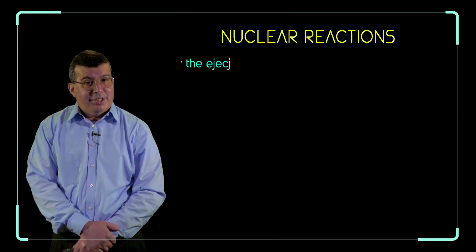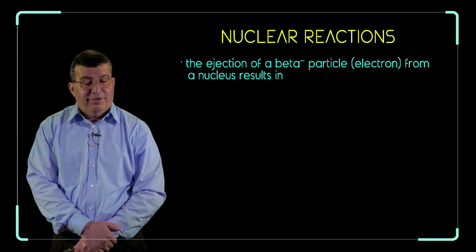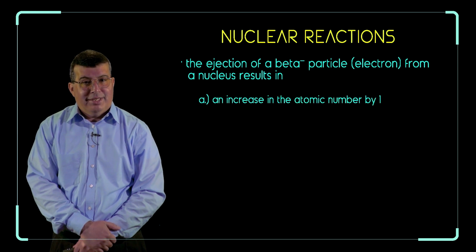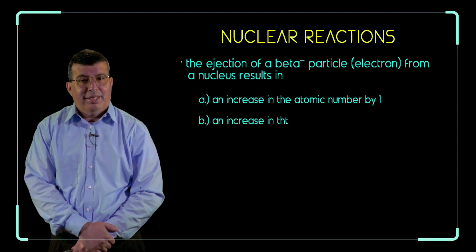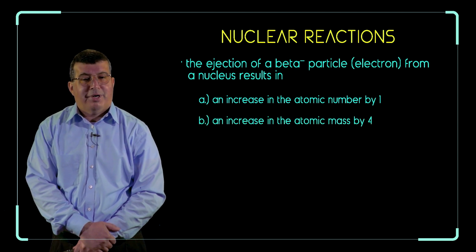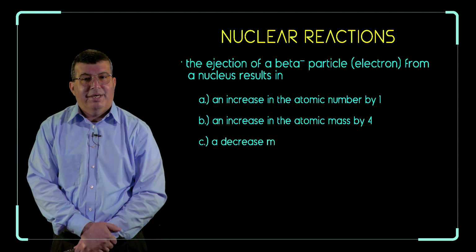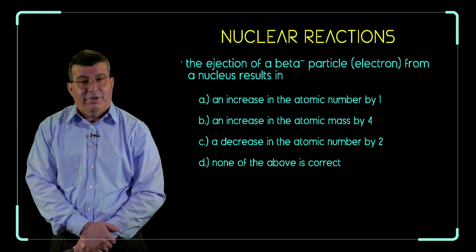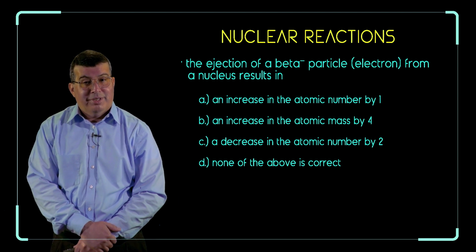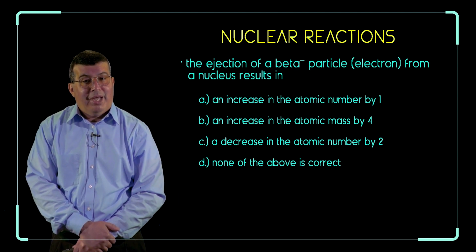Okay. The ejection of a beta minus particle, which is an electron, from a nucleus results in A, an increase in the atomic number by 1, B, an increase in the atomic mass by 4, C, a decrease in the atomic number by 2, or D, none of the above is correct. Now for this one, please pause and think about it and work it out, and when you have an answer, then hit play again.